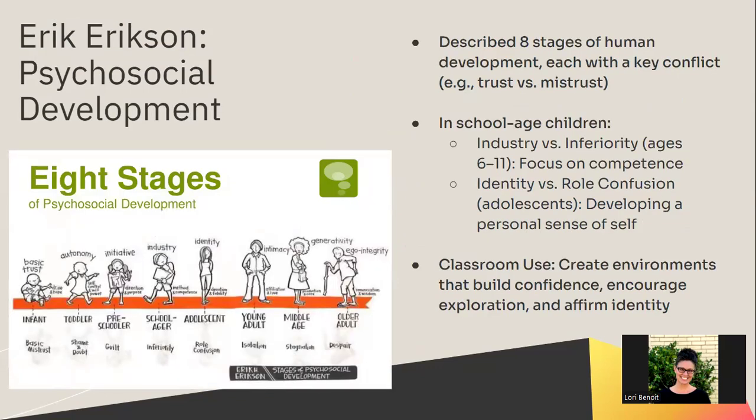Now let's look at Erik Erikson's psychosocial development. Erikson's theory helps us understand how students develop socially and emotionally over time. He identified 8 stages, each with a key challenge. In childhood, the focus is on developing confidence and competence. For example, school-age children need opportunities to succeed at tasks, industry versus inferiority. Adolescents are exploring their identity, so our classroom should support that development. A student who feels successful and seen is more likely to stay engaged and take academic risks.